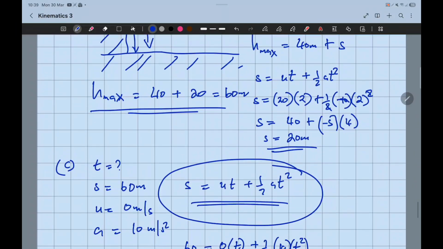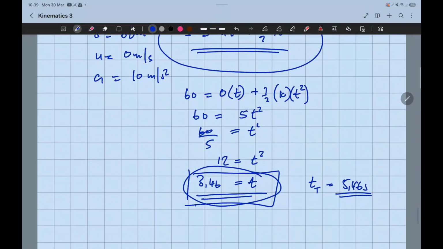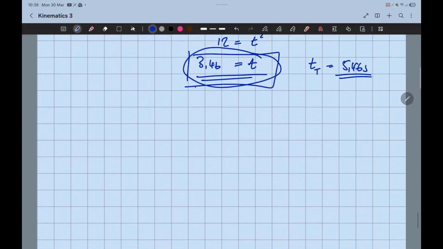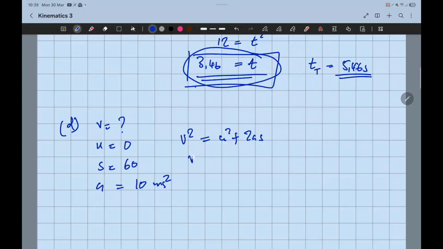Then the velocity before hitting the ground. So here we are looking for v final. U tinayo ndi 0 because ichiri kubva from rest at the maximum height. S tinayo it's 60. A tinayo it's 10 meters per second squared. So v squared equal to u squared plus 2as. V squared equal to u squared wedu 0 squared plus 2 times 10 times 60.